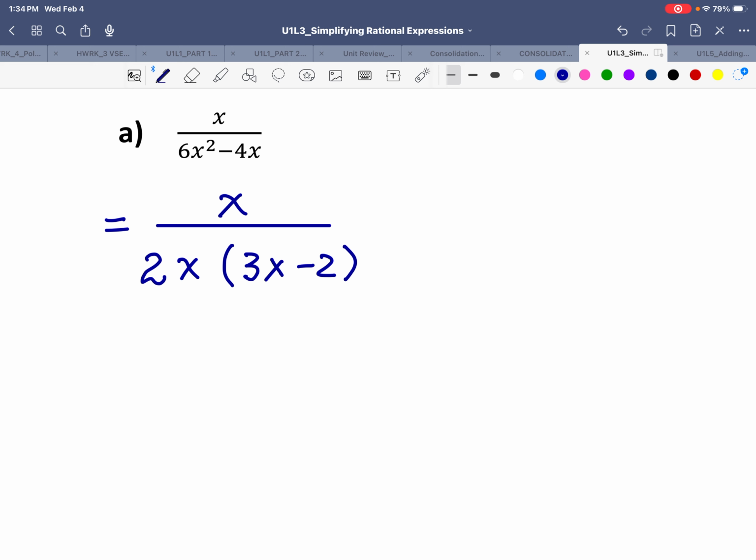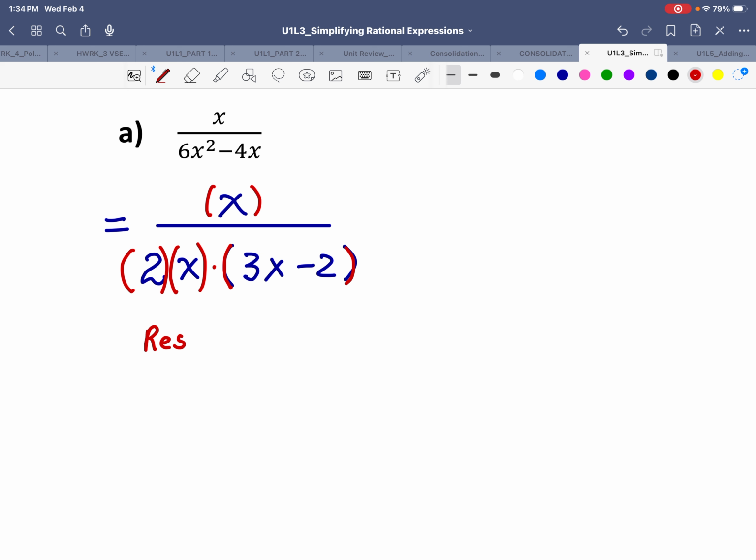Now, this is completely factored, so let's take a look at the factors we have. We have x in the numerator, and in the denominator we have the number 2, we have x, and then we have 3x minus 2. Now, before we start simplifying, we want to state the restrictions.